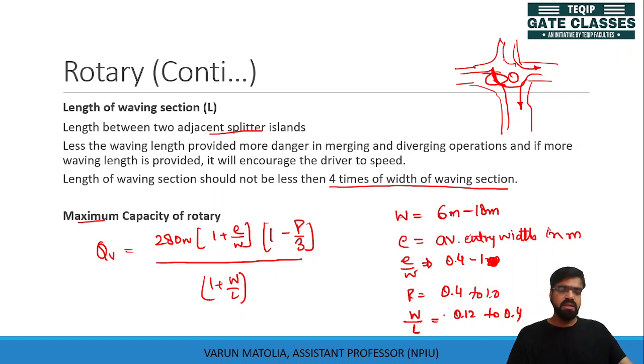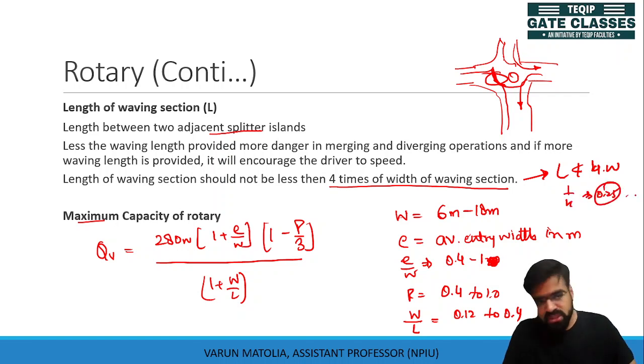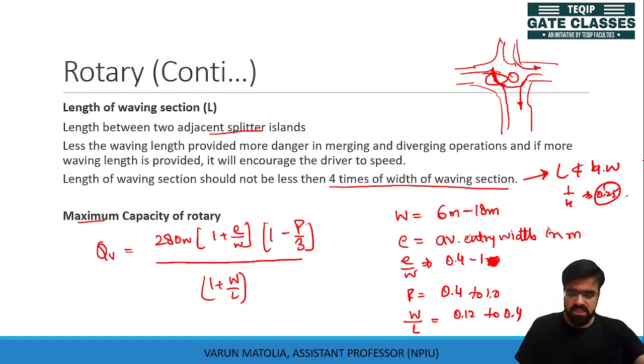We have already seen that L should not be less than 4 times W. So L by W is at least 1 by 4, 0.25. It should be more than 0.25. So this is all about your rotary.